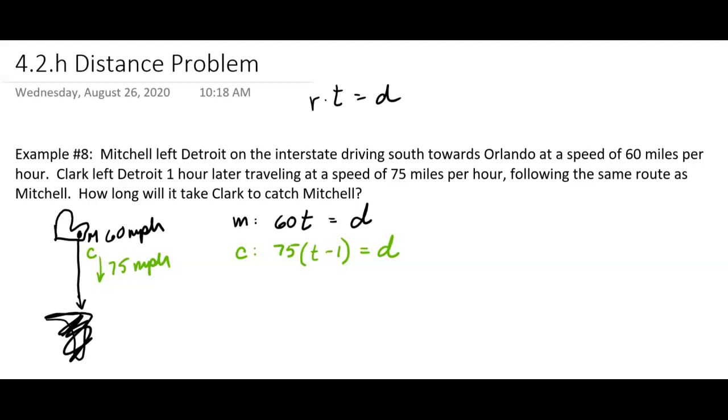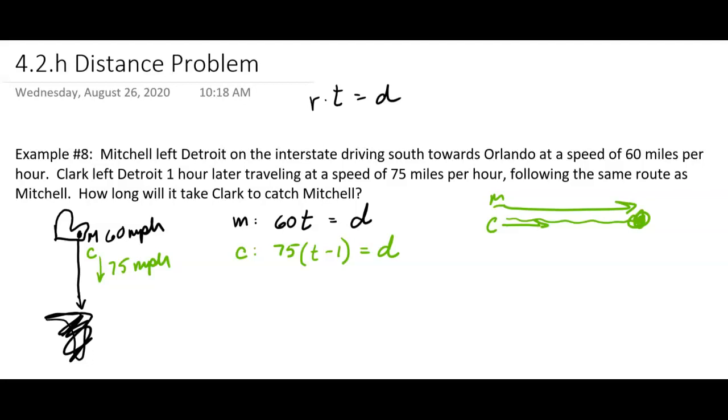So those D's, the distance that they each travel in our situation: here's Mitchell driving, and then here's Clark starting a little later, and he's going to try to catch up. And at some point, because Clark's going faster, they're going to catch up and they'll be at the same point. And then that would be the D. Hopefully that made sense. You can think about it. Stop the video, think about it a little bit.